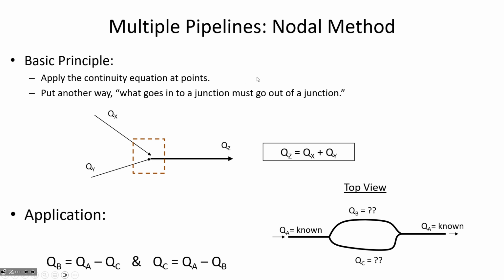Well, the nodal method is going to be one of the tools that we use, because we could express the flow rate through pipe B in terms of the flow through pipe A and the flow through pipe C. So what we're saying in this first equation is, if QA is known, then QB is however much flow there was going through A minus the flow that was going through C. Okay, so we're expressing QB in terms of QC. And vice versa, we could say that QC is QA minus QB.